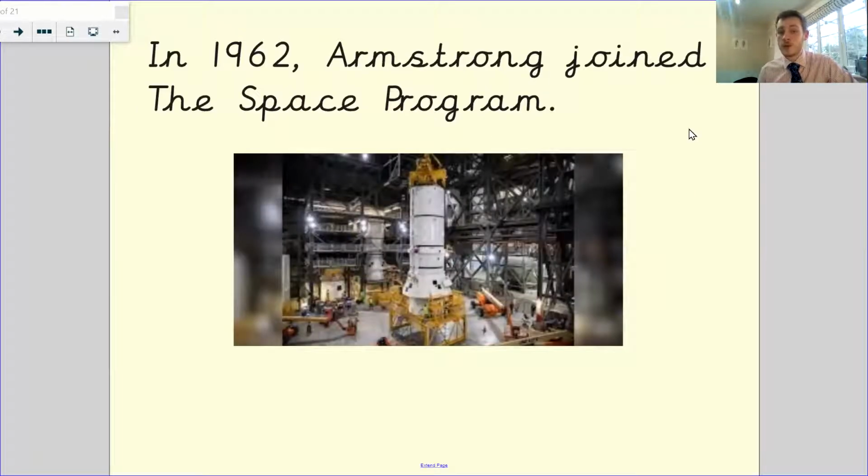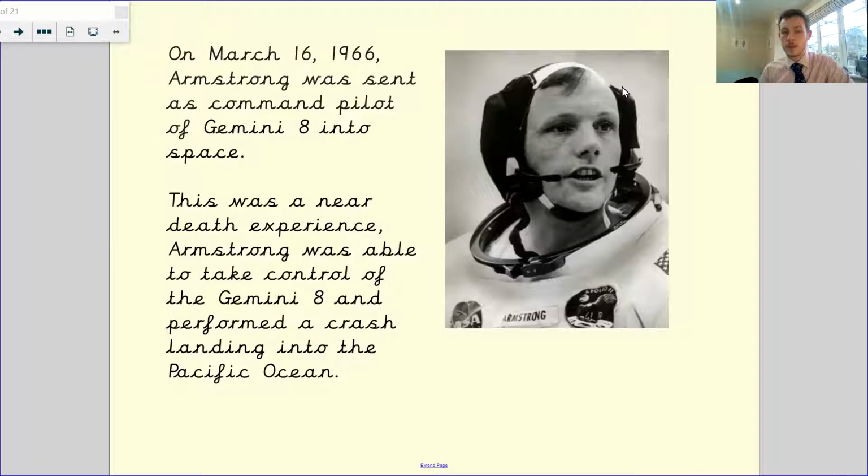In 1962, Armstrong joined the space program, so the American space program. Here's a picture of all the things that were happening during that time. On March the 16th, 1966, Armstrong was sent as command pilot of a spaceship called the Gemini 8, and it went into space. This was a near-death experience, so that meant that he nearly died from this. Armstrong then took control of the spacecraft and he had to perform a crash landing in the Pacific Ocean. So after he went up to space in the Gemini 8, there was a malfunction, and as he came back into Earth's atmosphere, he had to do a controlled landing, but it was a crash landing in the Pacific Ocean.